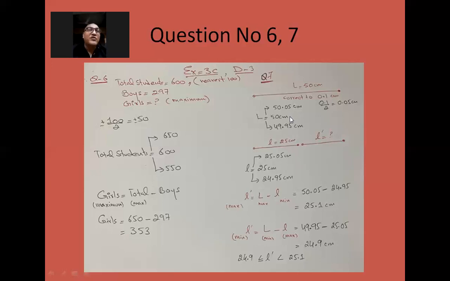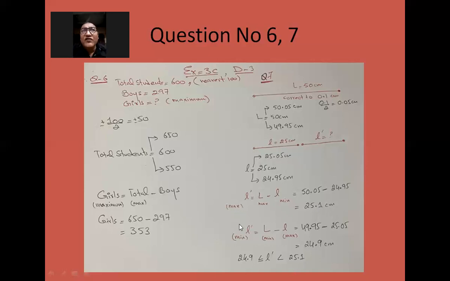He says the remaining portion, I'm representing it with L prime. He wants the remaining portion maximum. The remaining portion will be the total L minus this small l. So if we want the maximum answer, this first number should be maximum, and the length to be cut should be minimum. Then from this subtraction, you get the maximum answer. So capital L maximum will be 50.05 minus the lower value of the length to be cut, which is 24.95. When you subtract them, you get 25.1 centimeter. That is the maximum length left.